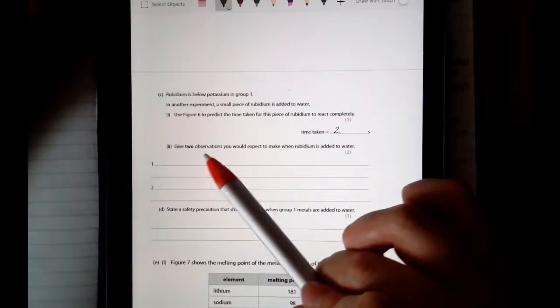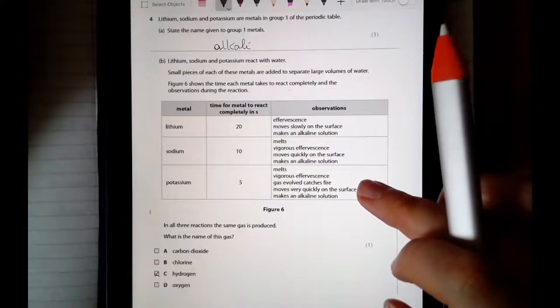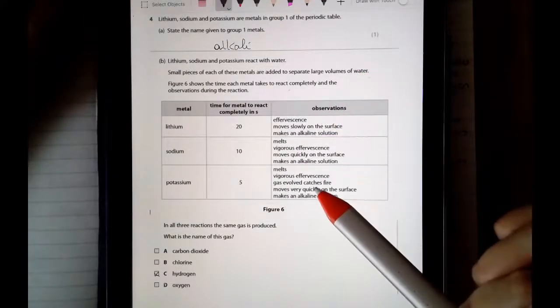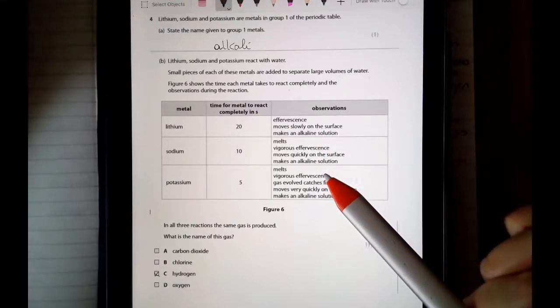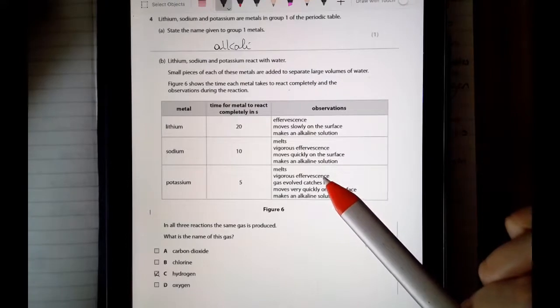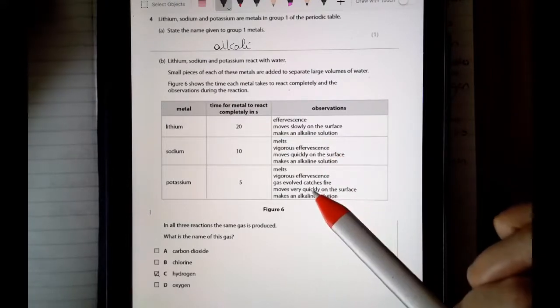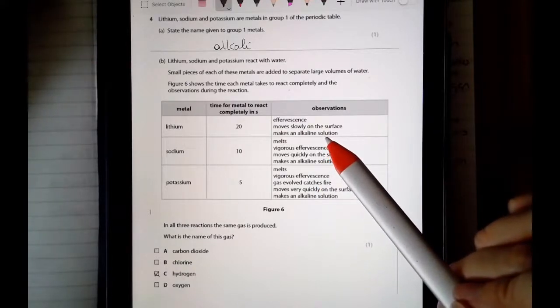They also ask you for 2 things that you would expect to see when rubidium is added to water. There's lots of acceptable answers here. You can see what's common to all of the alkali metals is you're always going to see effervescence because you always produce hydrogen gas. So you can write effervescence for rubidium. You can see that they all make an alkaline solution because they are the alkali metals. So you can write makes an alkaline solution for rubidium.